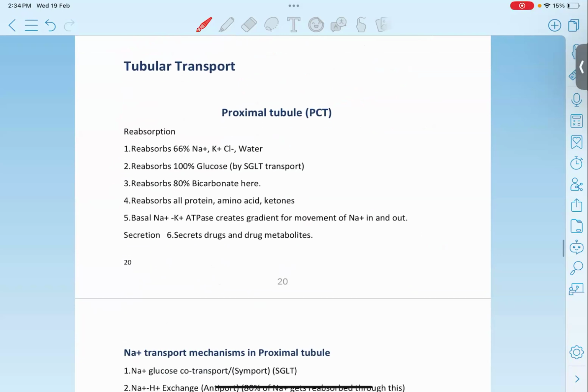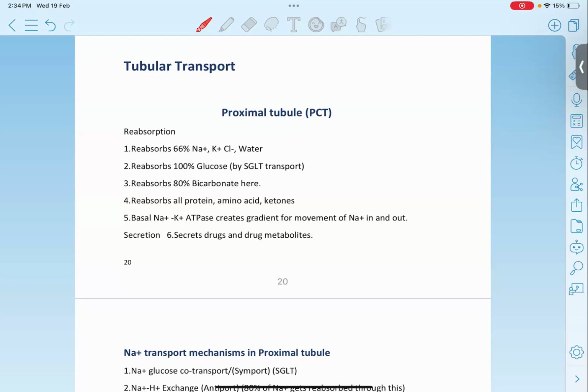Next, we will move into another most important topic of today's class, which is called tubular transport. Numerous recalls have come from this topic. Every line is a recall. I won't mention this is recall, this is recall. No, every line is recall. You need to know everything about tubular transport.